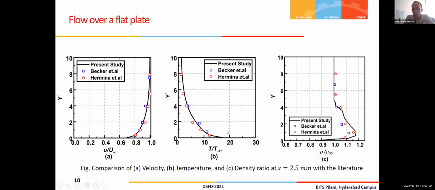So in this graph, we have compared the non-dimensional velocity in the first figure, the non-dimensional temperature in the second figure, and the density in the last one. As we see, there is a pretty good match between the numerical and experimental results and our results. Whatever you see in the dark solid black line is the present study results for velocity, temperature, and density. So we see a fairly good match between our results and the published results.